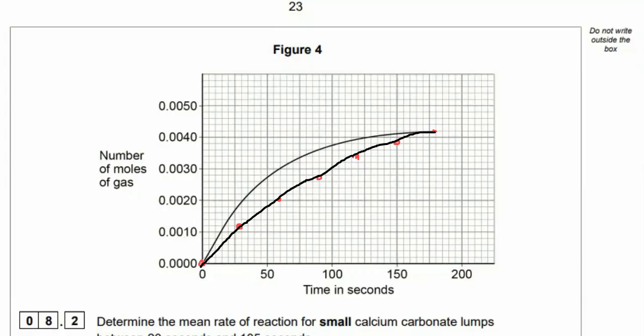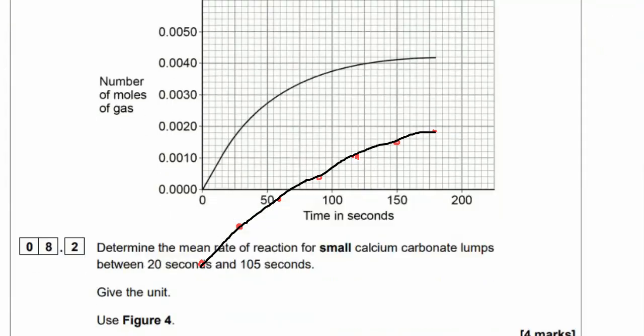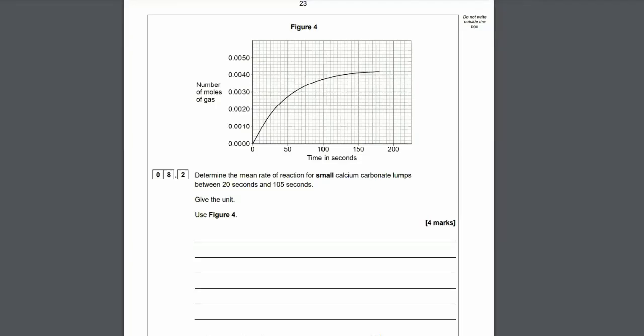And with the larger lumps, it's still going to produce the same amount overall because you've got the same amount of particles, but it's going to take a longer time to get there. So you're looking at a lower line, correct plots, ending at the same place. Okay, determine the mean rate of reaction for small calcium carbonate lumps between 20 seconds and 105 seconds and give the unit.